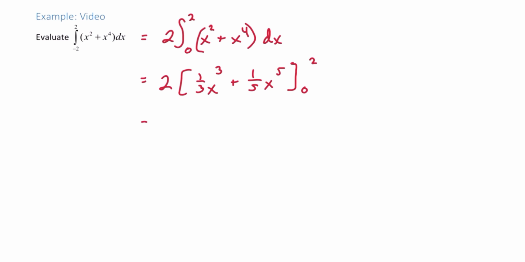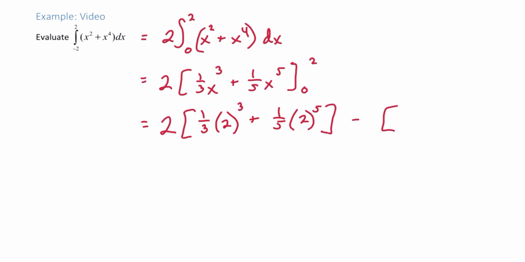Let's plug in our upper limit. We have 2 times 1/3 2 cubed plus 1/5 times 2 to the fifth, and then we'll subtract 0. When we plug in our lower limit, both terms go to 0. So this gives us 272 over 15.